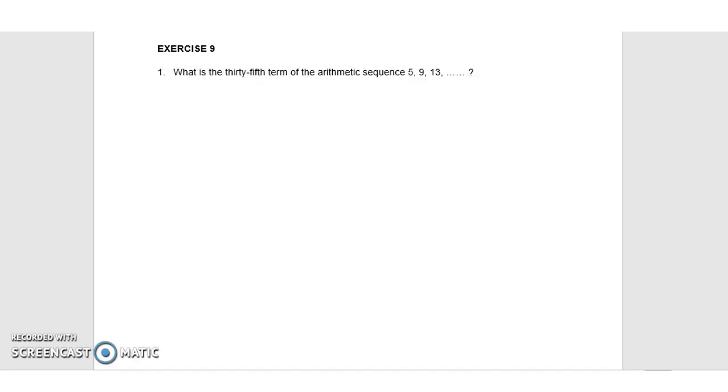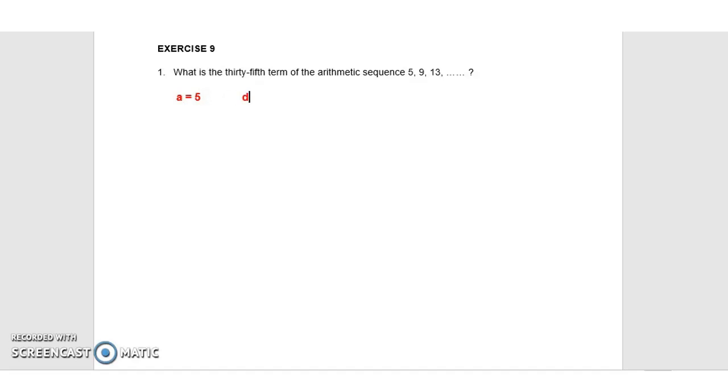Okay, now let's look at this exercise. Look at number 1. What is the 35th term of the arithmetic sequence 5, 9, 13, and so forth? First of all, you list the information given. From this sequence, we know that the first term A, or T1, is equal to 5.